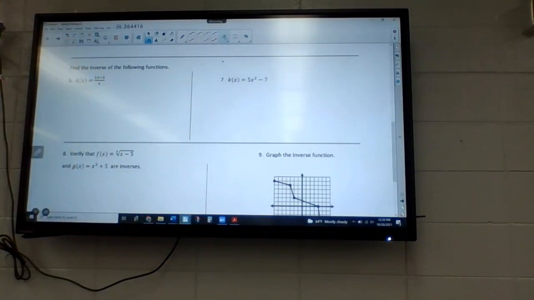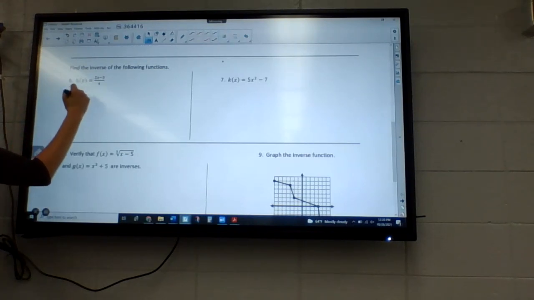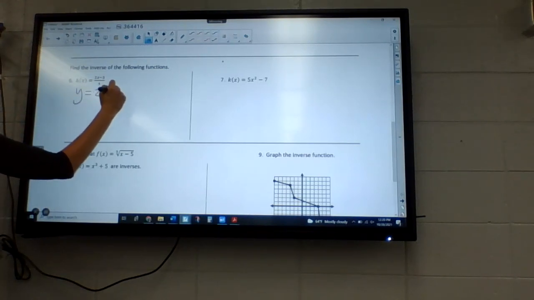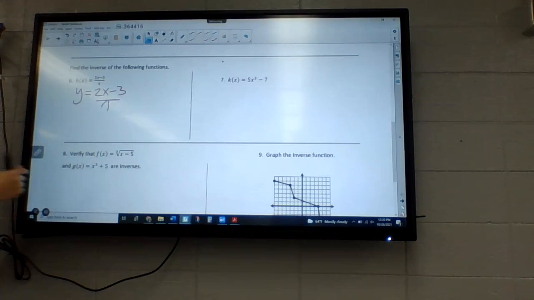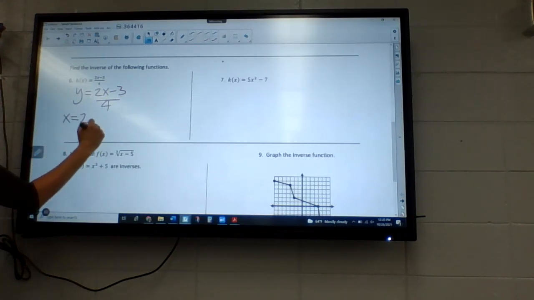Alright, okay guys, for finding the inverse functions, what we need to do here is we need to switch the x and y's. So technically this is like y equals 2x minus 3 over 4. So I have to flip where x and y are. So this becomes x equals 2y minus 3 all over 4.